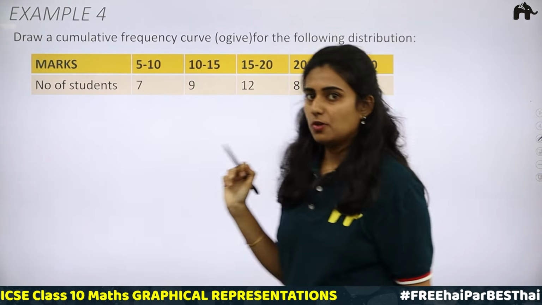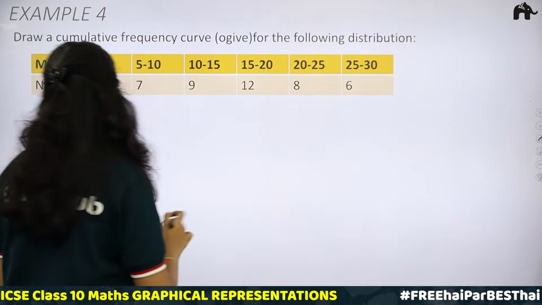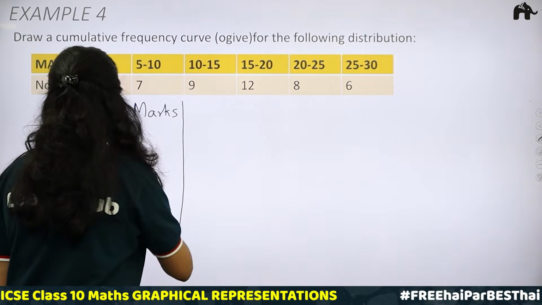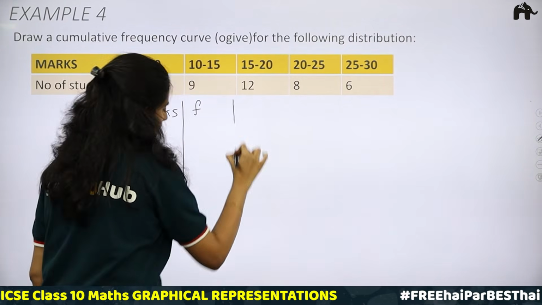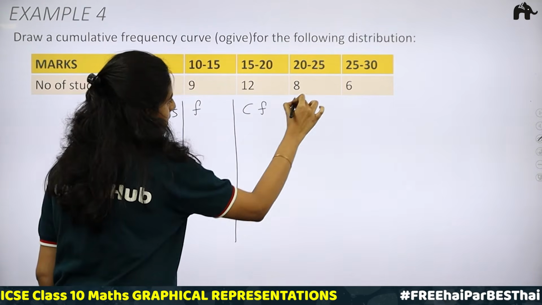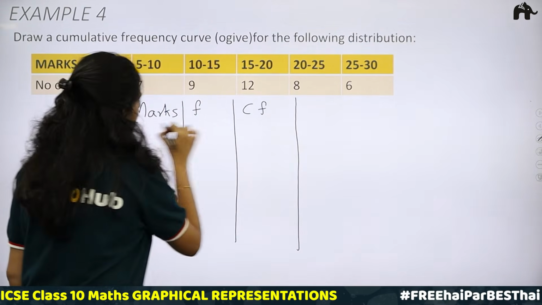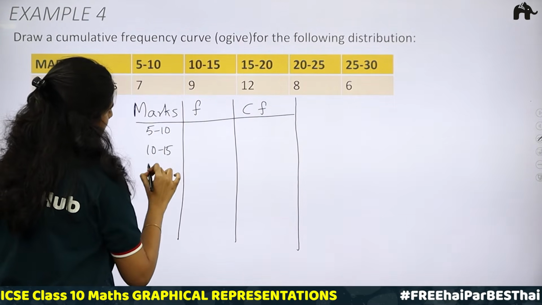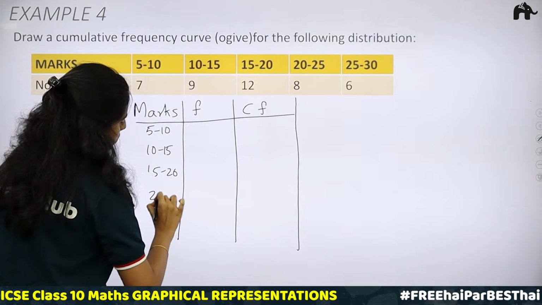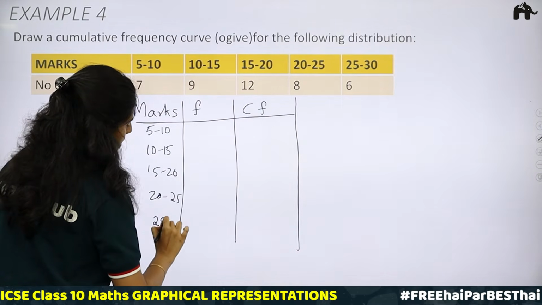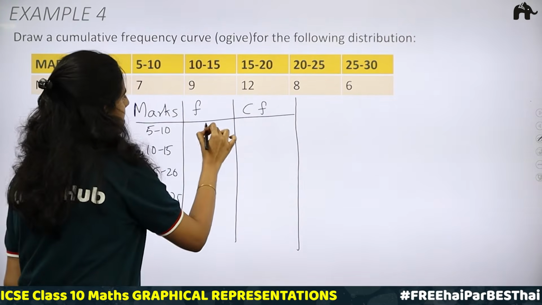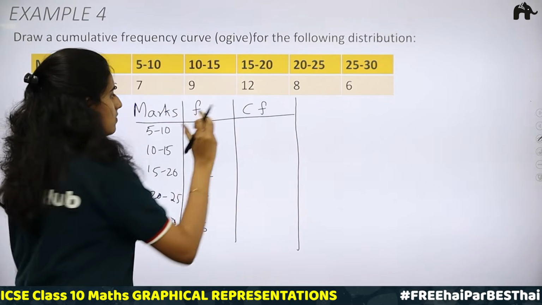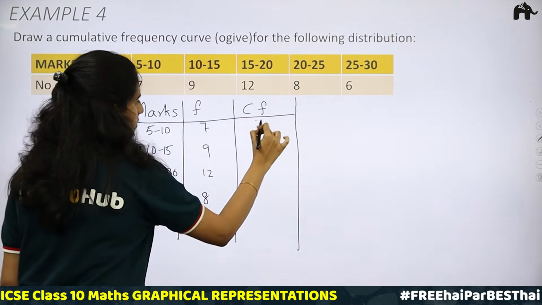In order to plot, first we need to find the cumulative frequency. Given marks, then the number of students, which are the frequencies. We need to find the cumulative frequency first. For the marks, 5 to 10, then 10 to 15, 15 to 20, 20 to 25, 25 to 30. The frequencies are 7, 9, 12, 8 and 6. Next, we need the cumulative frequency. Here, the cumulative frequency is 7.